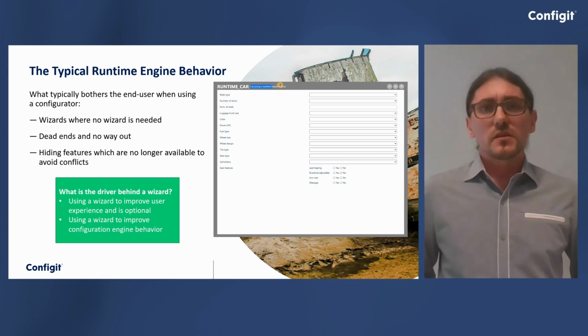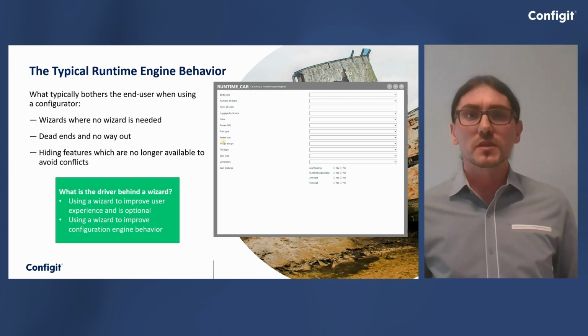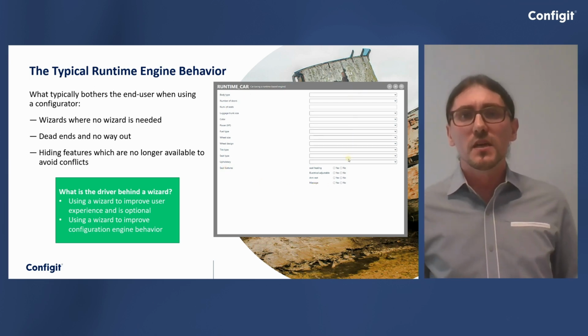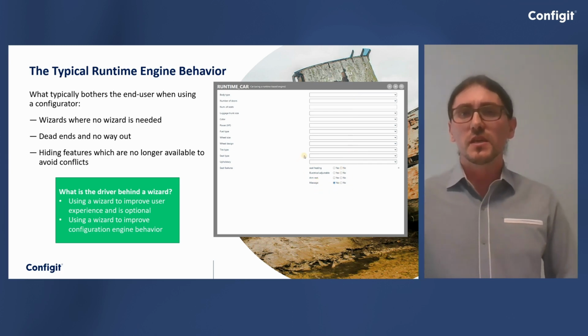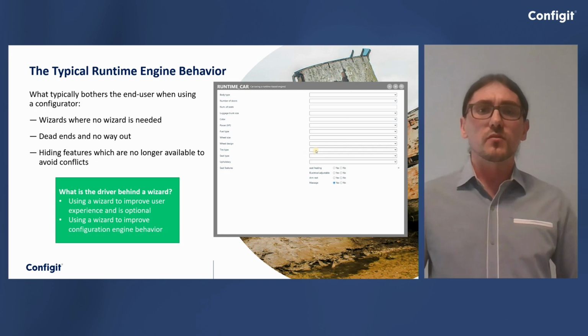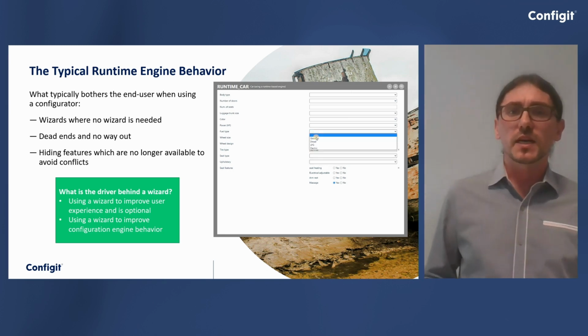So here in the video, you can see a car configuration. It's running with a runtime-based engine. Some typical selections you know from a car. And if you go through such a runtime-based engine in a not defined order, it can be that you do some selections and that everything is fine.